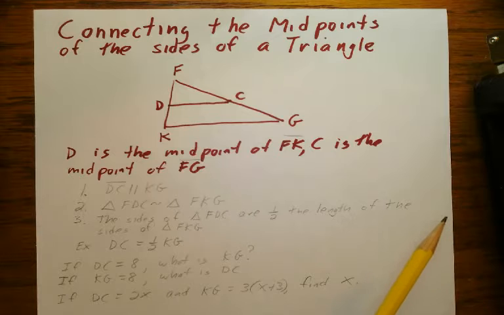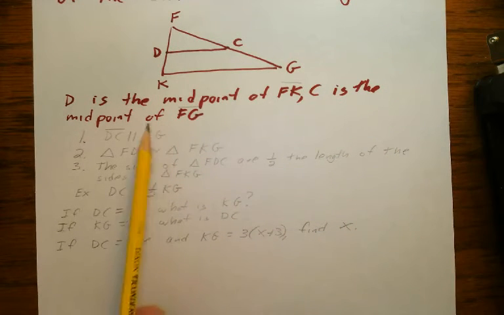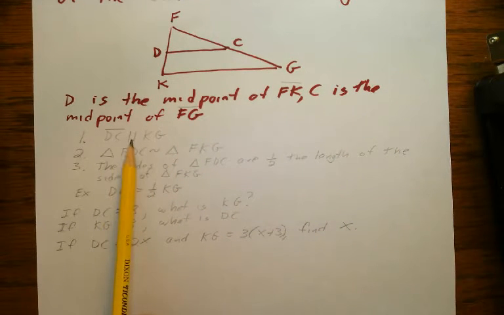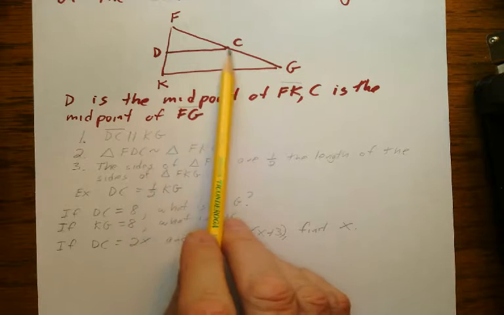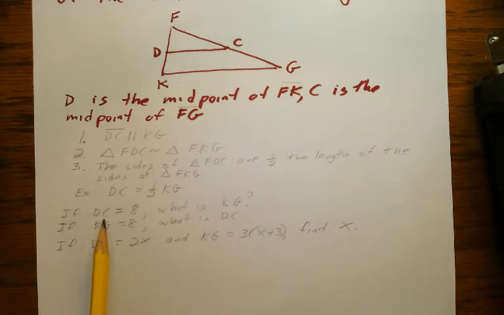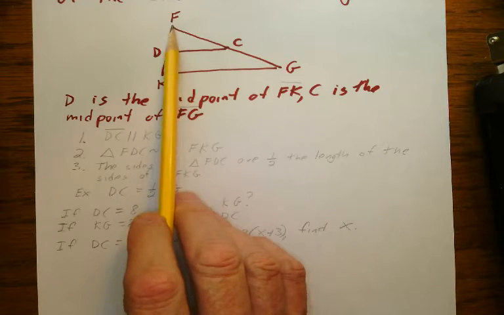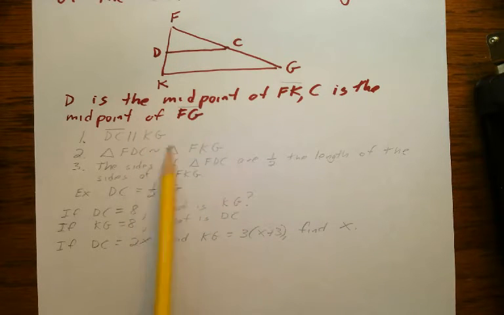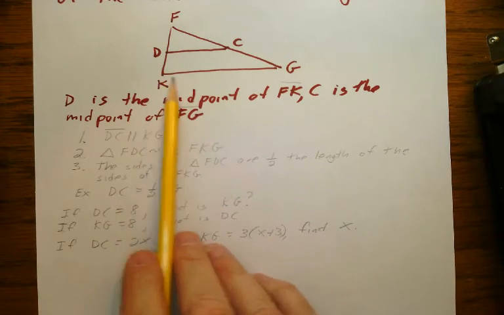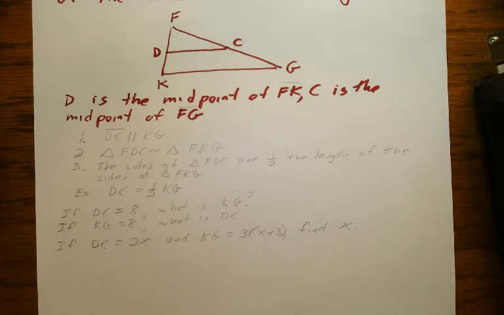Well, several things happen. One of them is that DC is parallel to KG. These line segments are parallel. We also get similar triangles. The little triangle on top, FDC, is similar to the big triangle, our original triangle, FKG. And it turns out that the proportion between those two triangles is 1:2. The sides of the little triangle, FDC, are half the length of the sides of the bigger triangle.